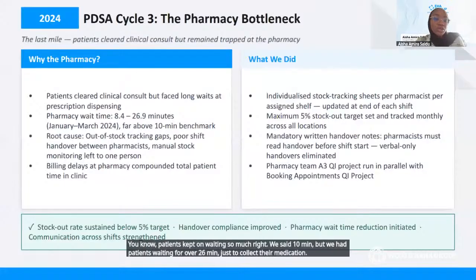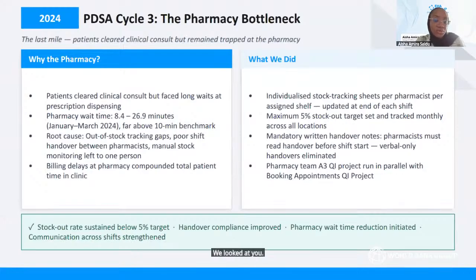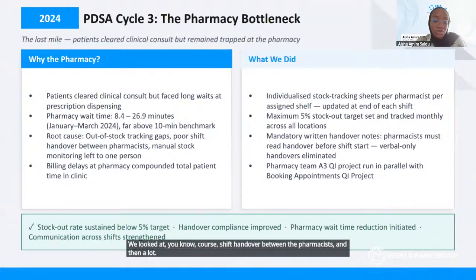So we looked at all the different areas in terms of efficiency. Some of the root causes were our stock out rates. We looked at poor shift handover between the pharmacists, and a lot of manual work was being done by one person. So a lot of billing, and obviously this would account for a lot of billing delays for the patient. And what we did was we individualized our stock tracking sheet per pharmacist.